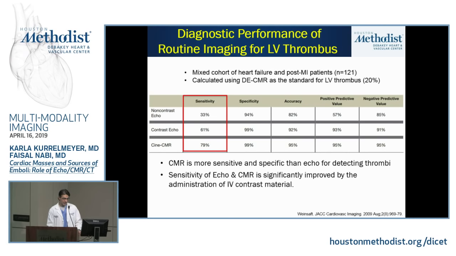This was another study that was performed. This was a study that used CMR as the gold standard and compared it to both non-contrast echo and contrast echo. You can see here in this patient population where 20% had thrombus present, the sensitivity of a non-contrast echo for the detection of thrombus was actually very, very low. Now, you can see that with contrast, that improved to 61%.